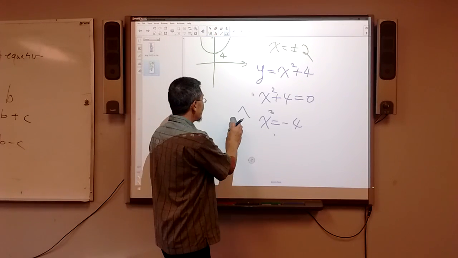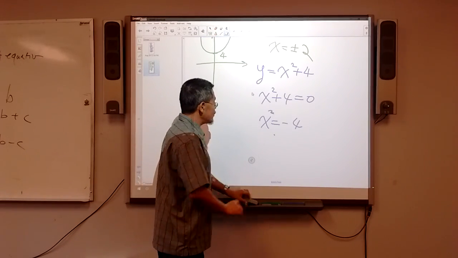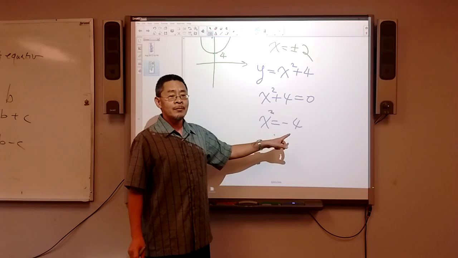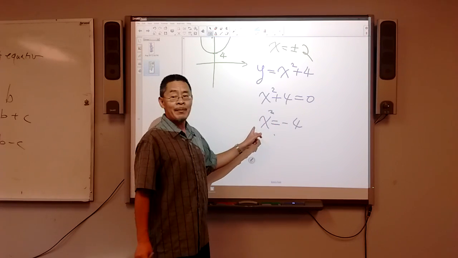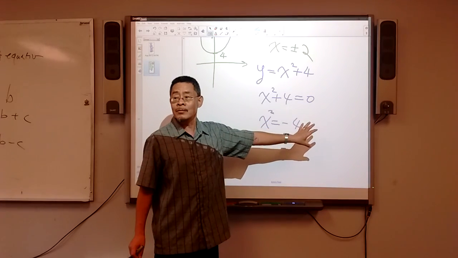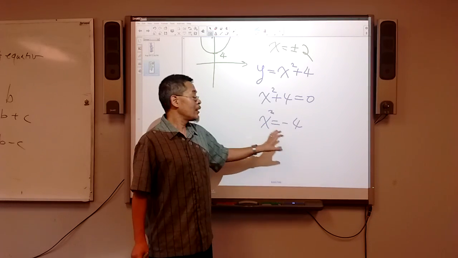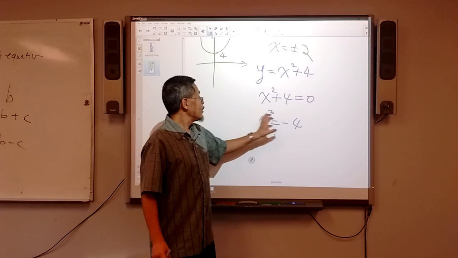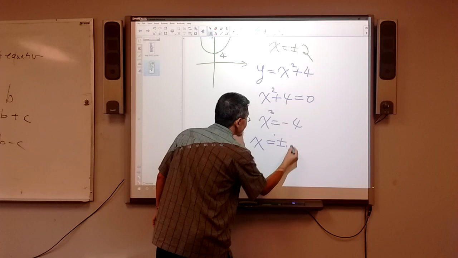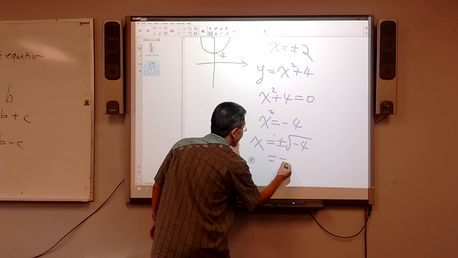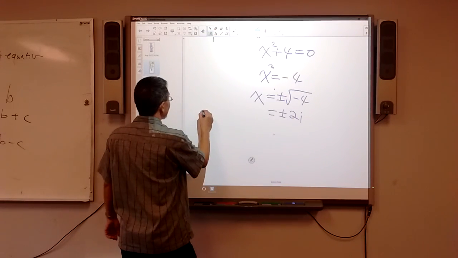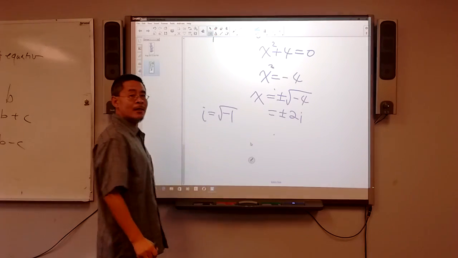There's no real number for this. It's imaginary. Because any real number multiplied by itself is always positive, right? Any real number. So this is something new. This is a different number, and we call it an imaginary number. So we get x equal to plus or minus the square root of negative 4, which is plus or minus 2i, right? And our i is what? i is the square root of negative 1, right?